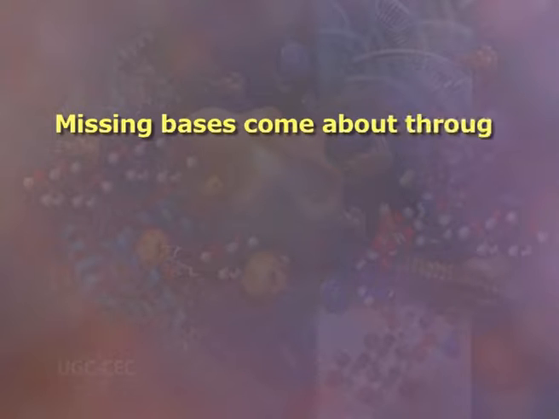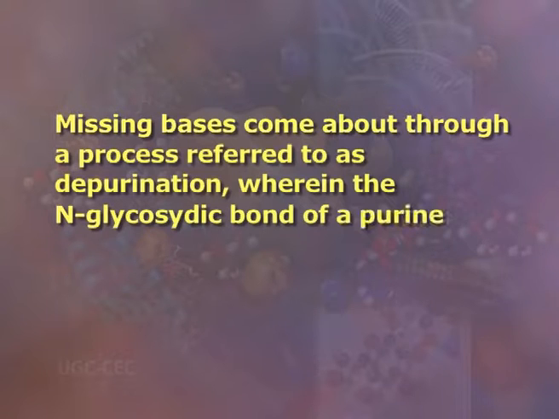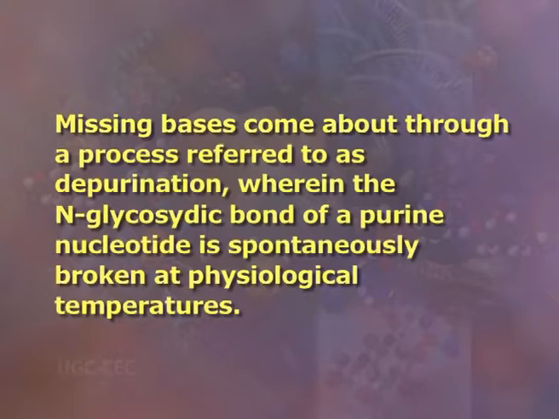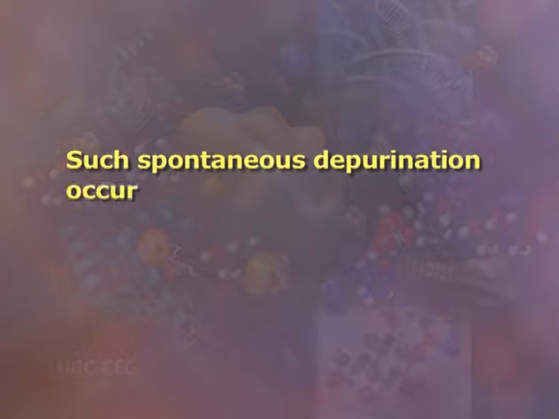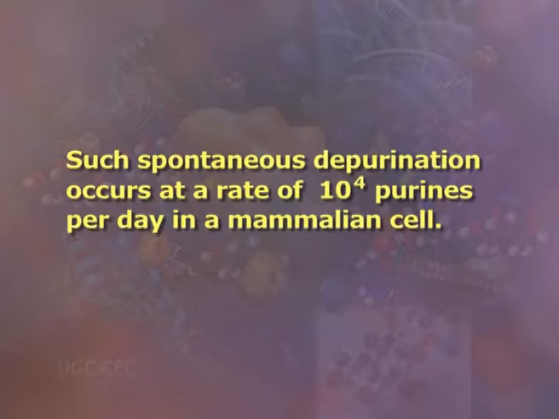Missing bases come about through a process referred to as depurination, wherein the N-glycosidic bond of a purine nucleotide is spontaneously broken at physiological temperatures. It is true this happens at a very low rate. The absence of the purine base in the DNA molecule is equivalent to a non-informational site. Note, however, that the phosphodiester backbone of the molecule is intact. Such spontaneous depurination occurs at a rate of 10⁴ purines per day in a mammalian cell.